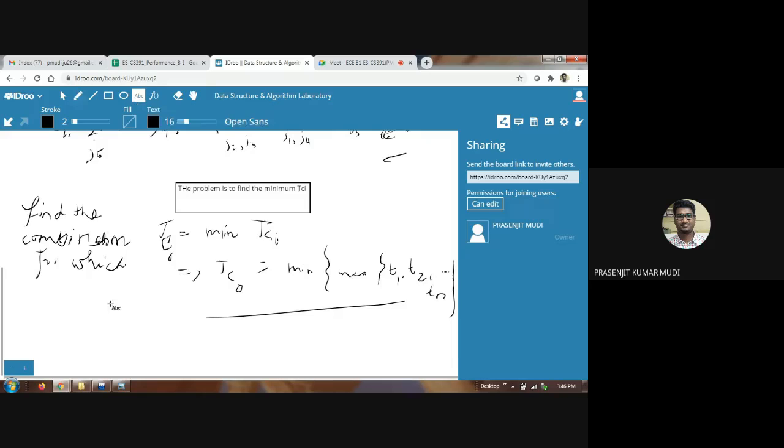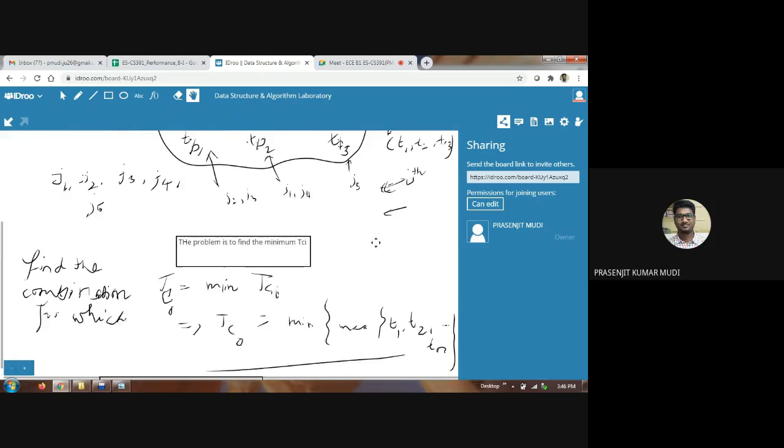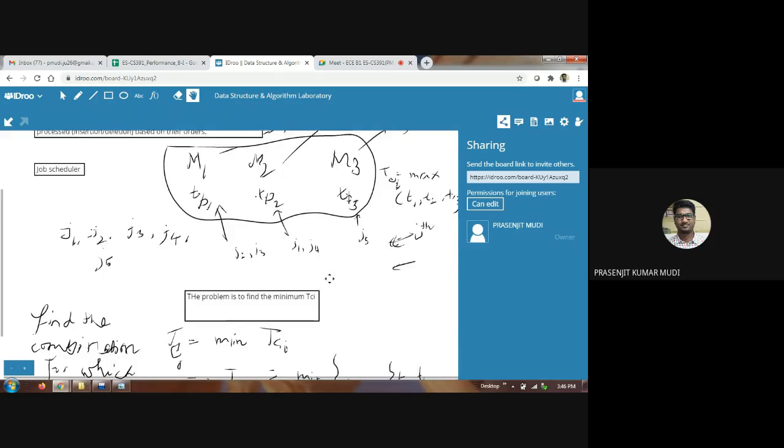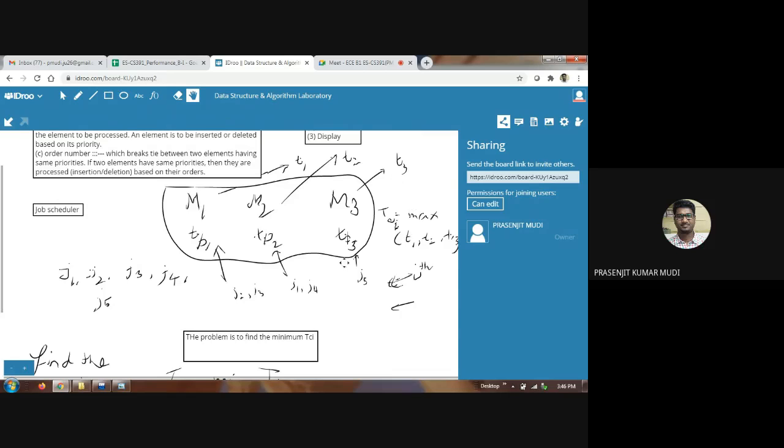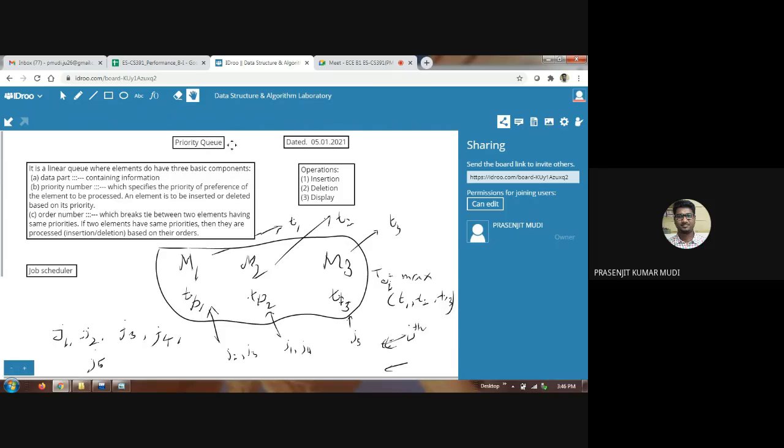It's a very popular, well-known combinatorial optimization problem. So how to find the appropriate combination is possible by an appropriate job scheduling algorithm, and the question is which data structure you will use for this job scheduling purpose. That is the priority queue. That's why today's experiment finds a very important application in practice.